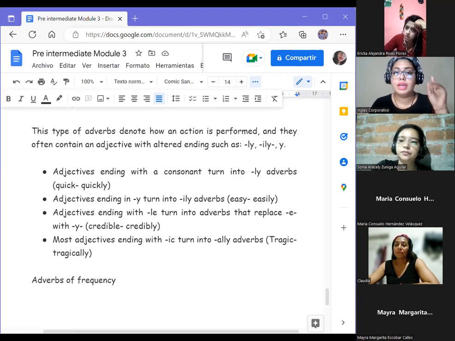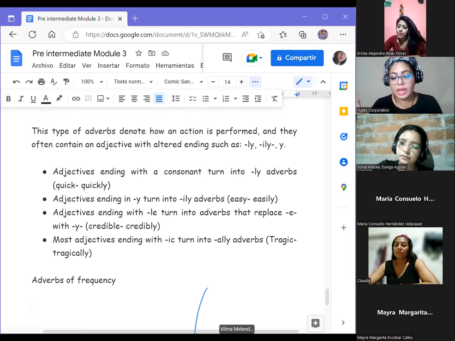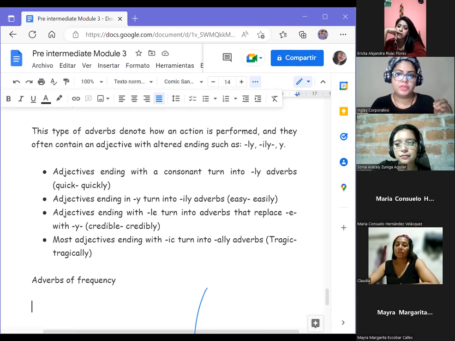So in this case, we have indefinite frequency and definite frequency. Remember, the indefinite frequency is something that is not very specific. We can use it in all of the actions that we are performing. And the definite frequency is more specific.